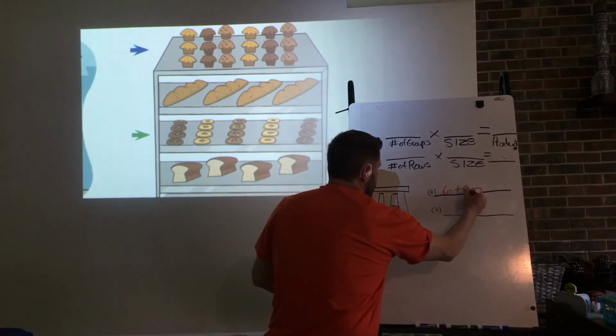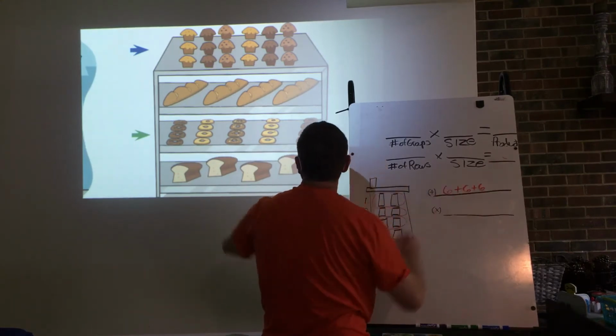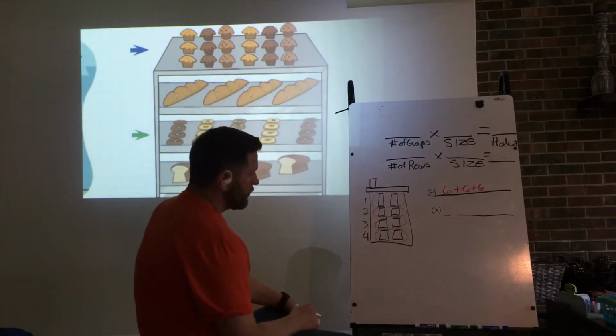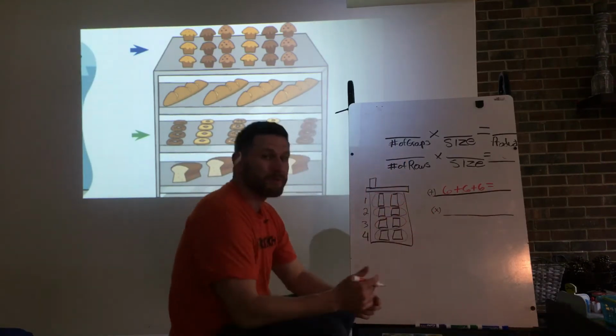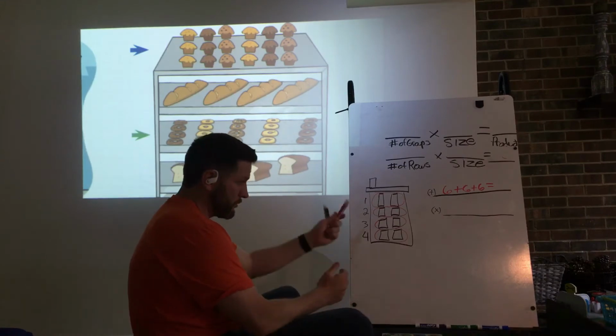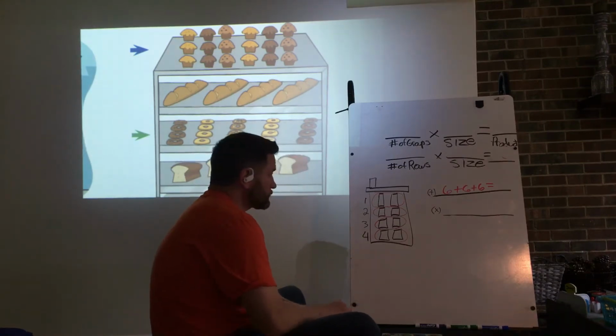So I'm going to put 6 plus 6 plus 6. I got these numbers from the amount of rows there are. So 6 plus 6 plus 6. And the last lesson, we skip counted by 6s, so this should be pretty easy, right? In your mind, 6, 12, 18.